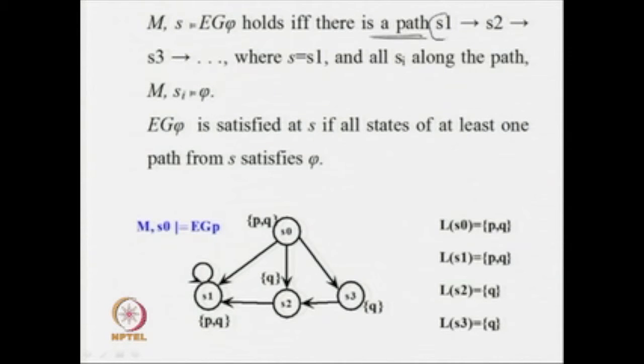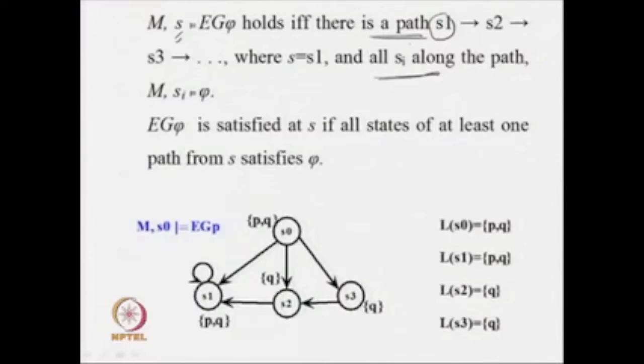That means, the starting state of the path is the state that we are looking for, and along the path phi is true in all states S_i. So, M, S_i models phi, where S_i is any state along that path. So, if we get a path where phi holds in all states, then we say that EG phi holds in the starting state S of this path. So, we say that EG phi is satisfied at S if all states of at least one path from S satisfy phi. Now, again just look into this particular model M.